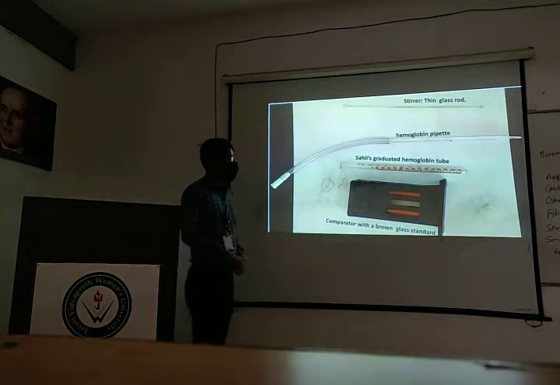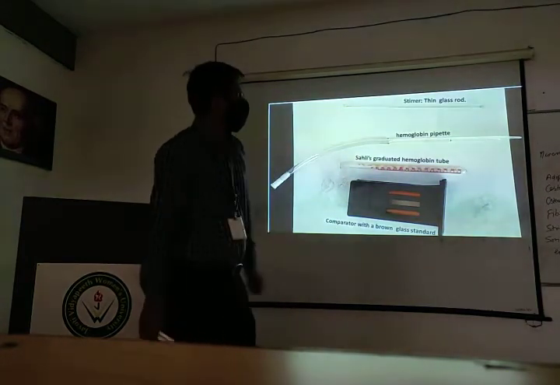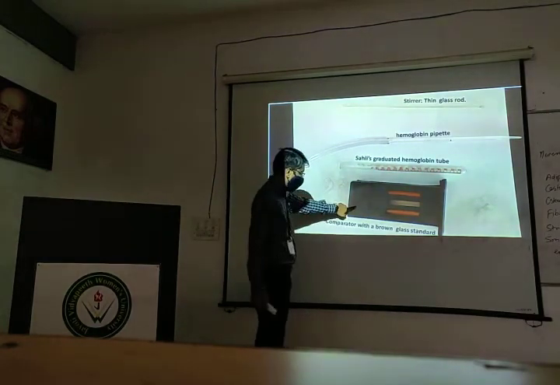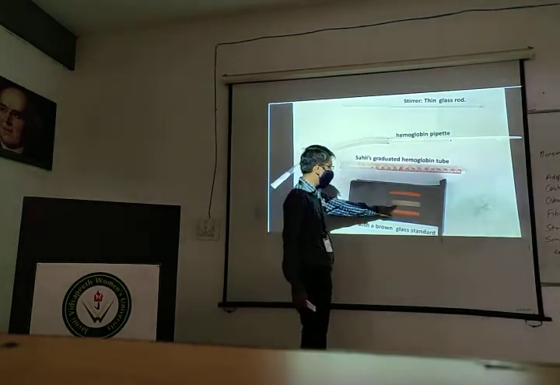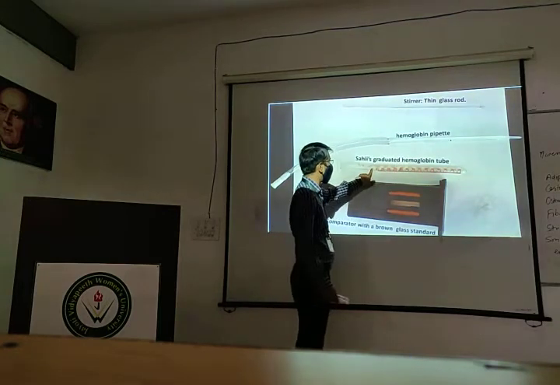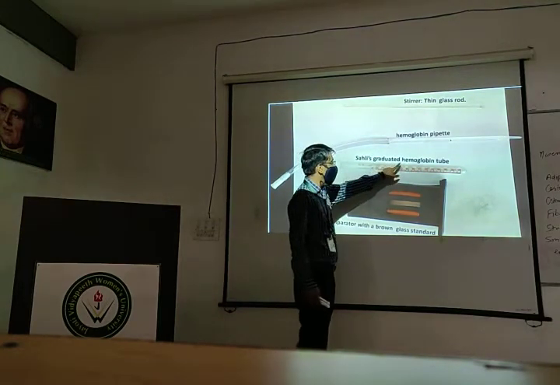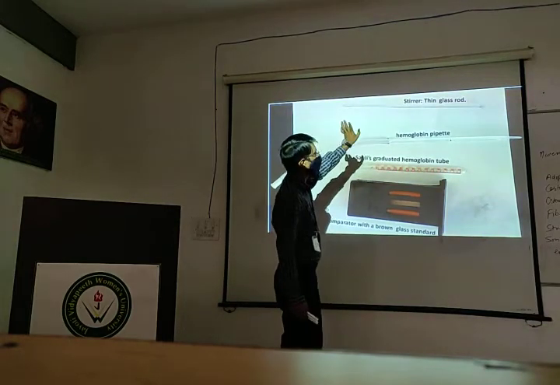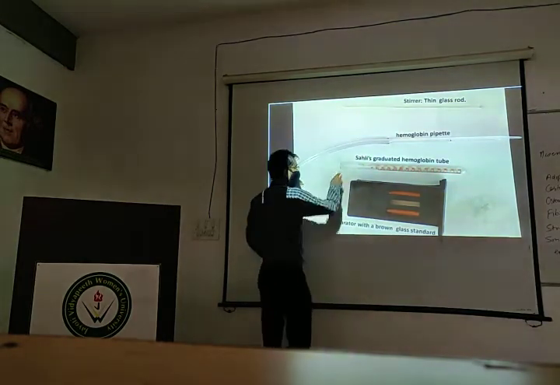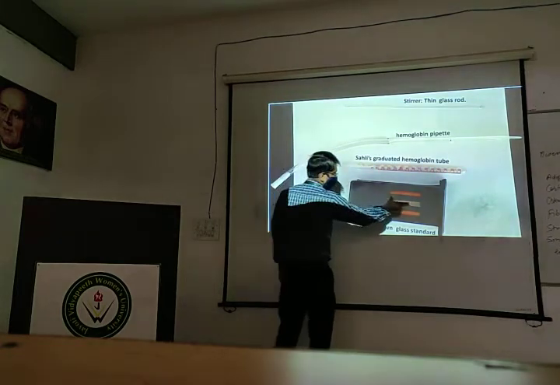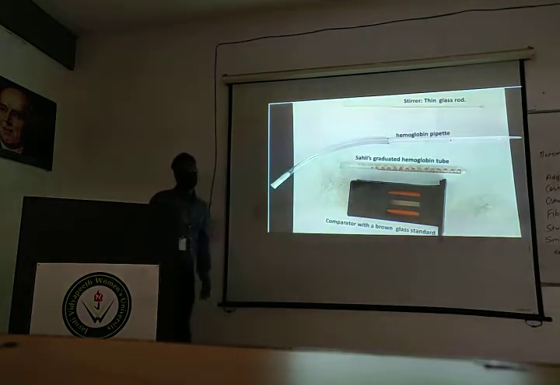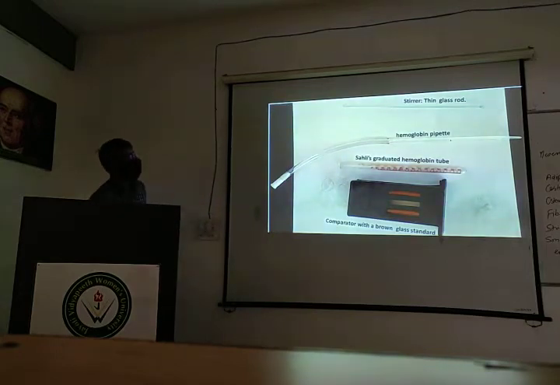This is the example. This is the Sahli's hemoglobinometer. This is the comparator with a brown glass. This is the graduated hemoglobin tube. This is the hemoglobin pipette, and this is the stirrer or glass rod. The hemoglobin tube goes here so the color can be matched, and whenever the color is matched, that is the hemoglobin content of the given sample.